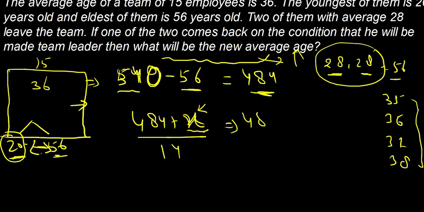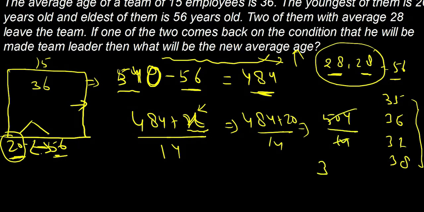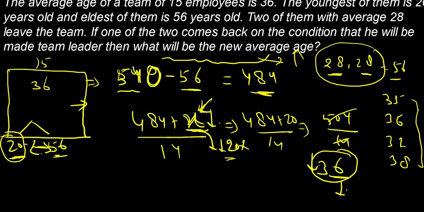So 484 plus 20 divided by 14, so 484 plus 20 is going to be 504, and divided by 14, 14 3s are 42, so the new age minimum will be 36. You cannot go below 36. Why? Because you can't have this value less than 20. So the average cannot go below 36. So if the question asks what the new average age cannot be, the option is 35. 35 cannot be the new average age.